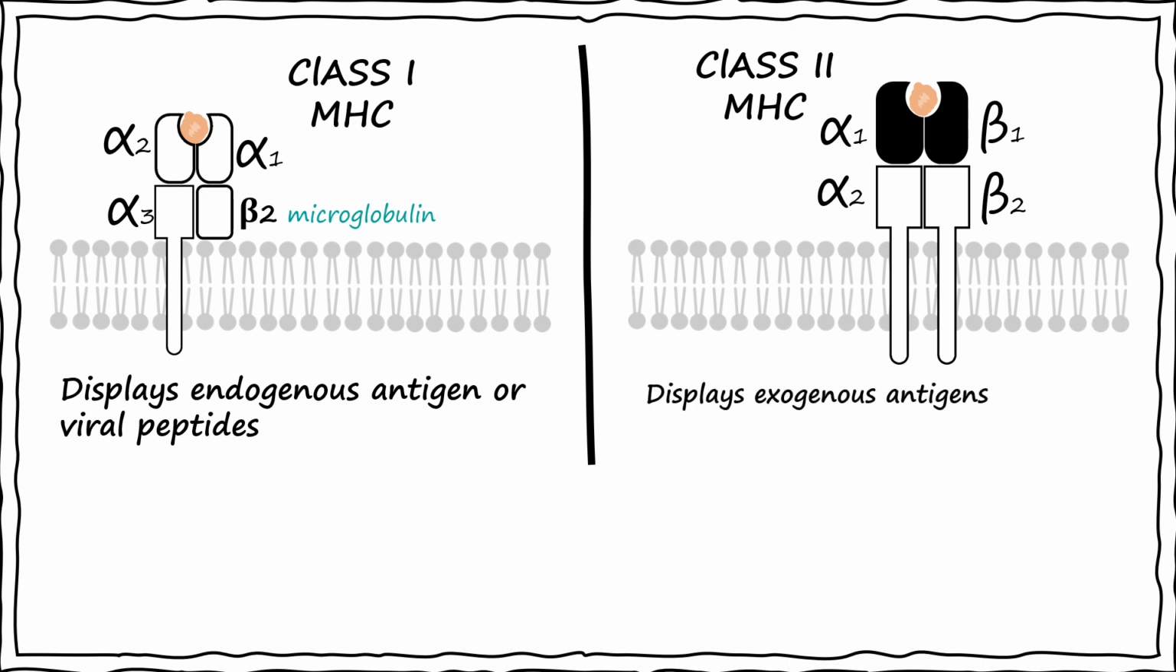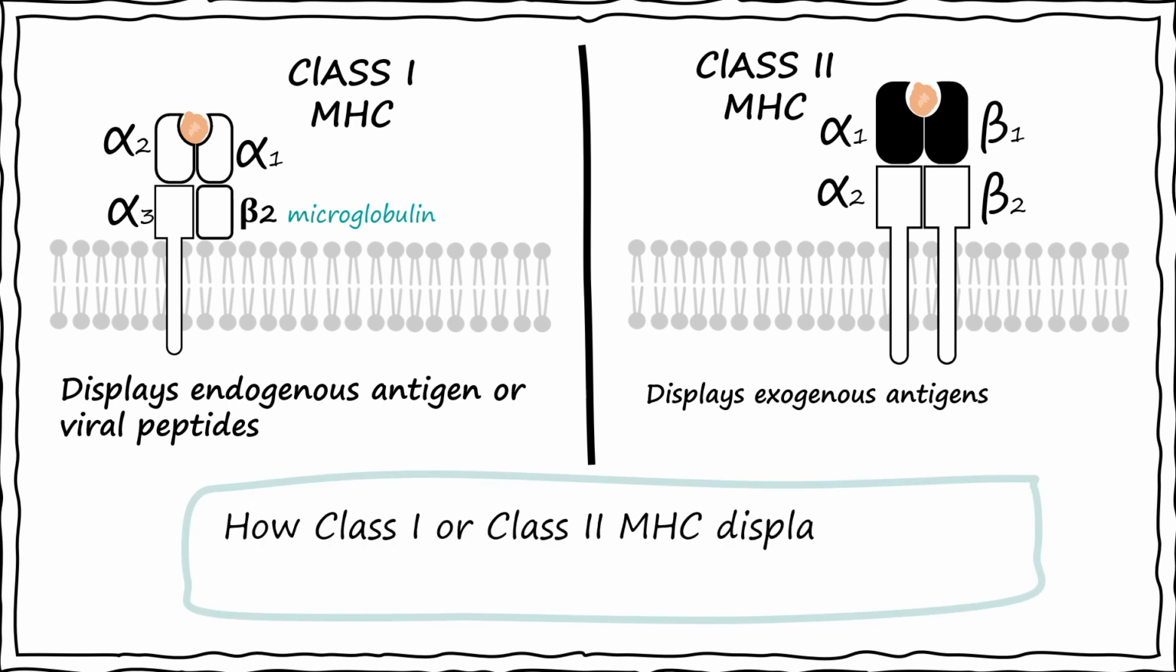Class 2 MHC molecules display exogenous antigen, maybe an antigen which is part of a bacterium's flagella or plasma membrane, or even a bacterial component. So class 2 MHC molecules have a different structure. It has one alpha chain and one beta chain. The alpha chain has alpha 1 and alpha 2 subunits. The beta chain has beta 1 and beta 2 subunits.